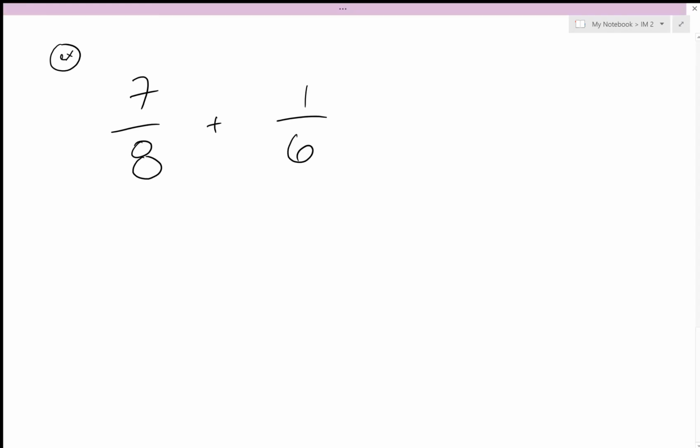Now we may run into some special cases here. For example, 7 over 8 plus 1 over 6. It's not common denominator. I can't change an 8 into a 6, and I can't change a 6 into an 8, so we've got to play with both of them. Now we've got a couple options here.